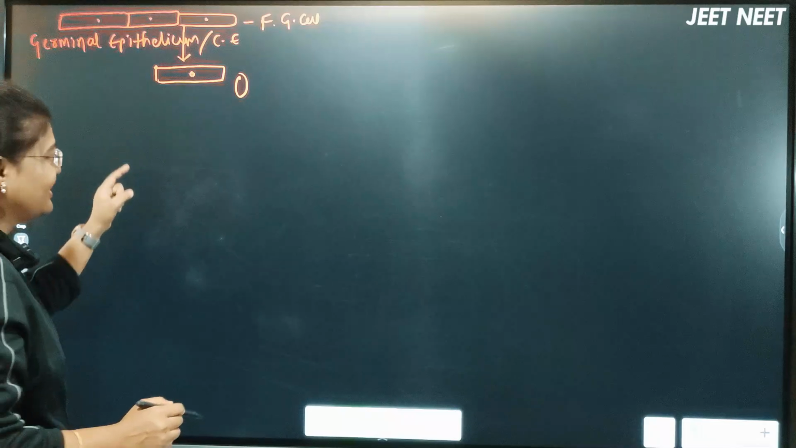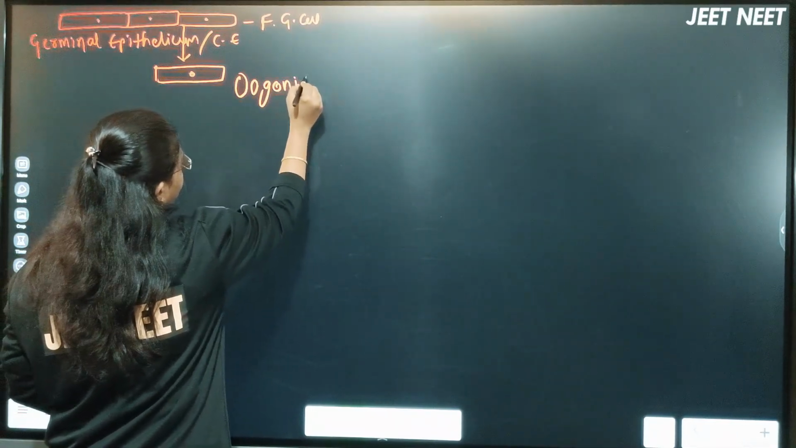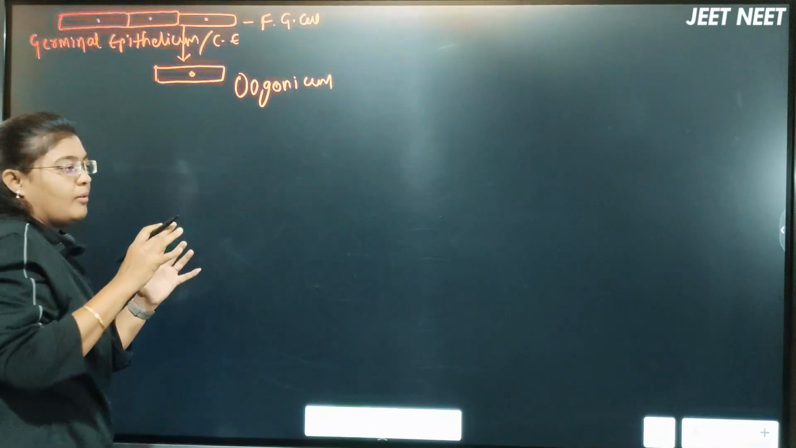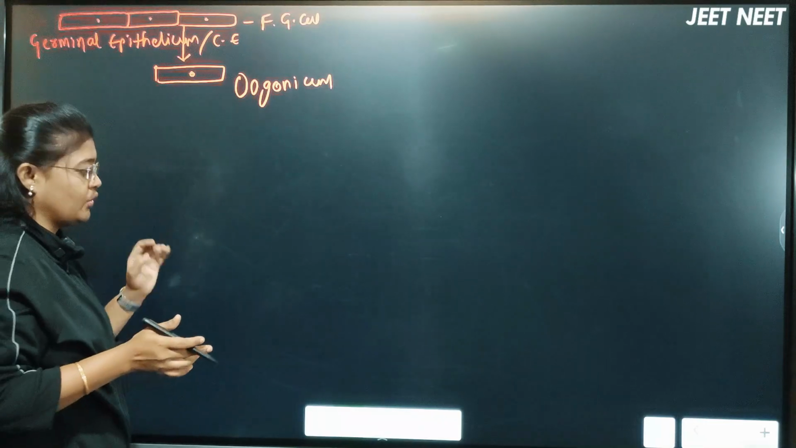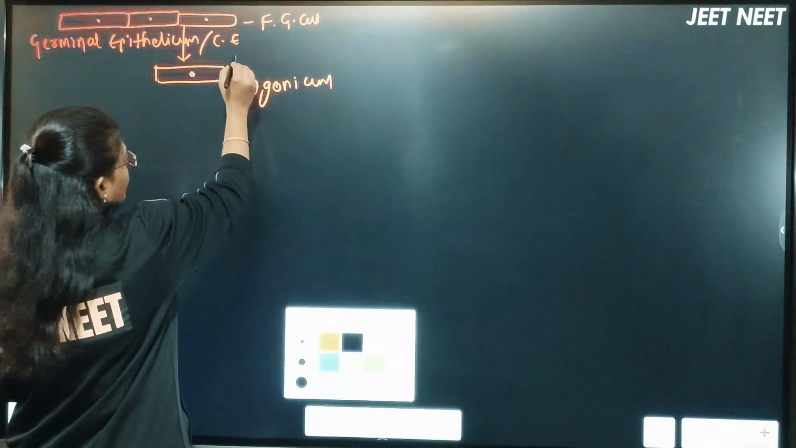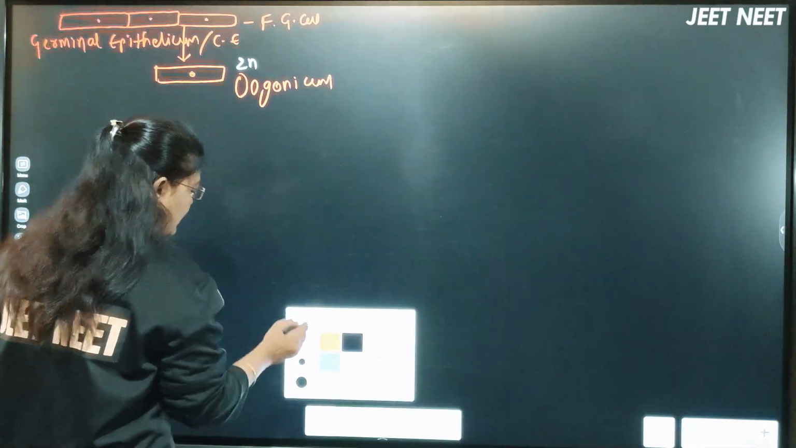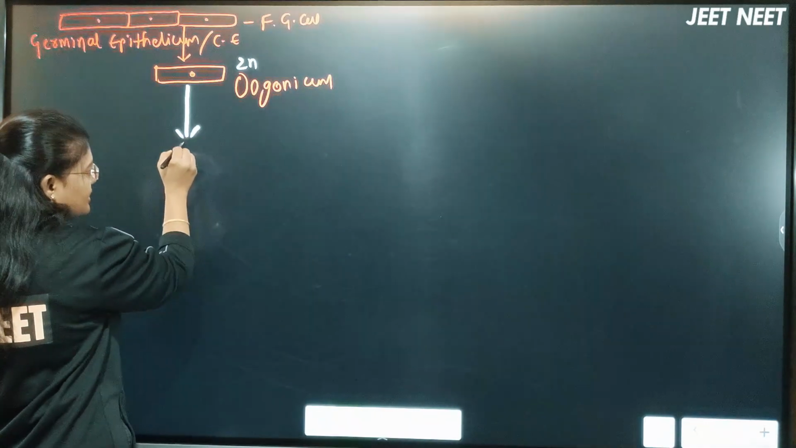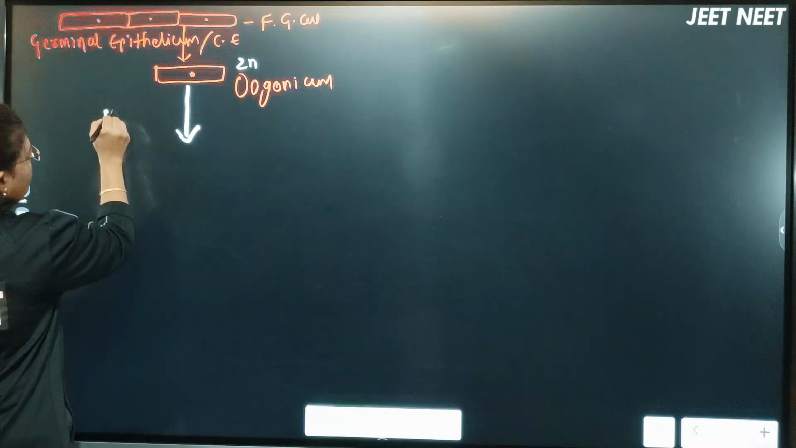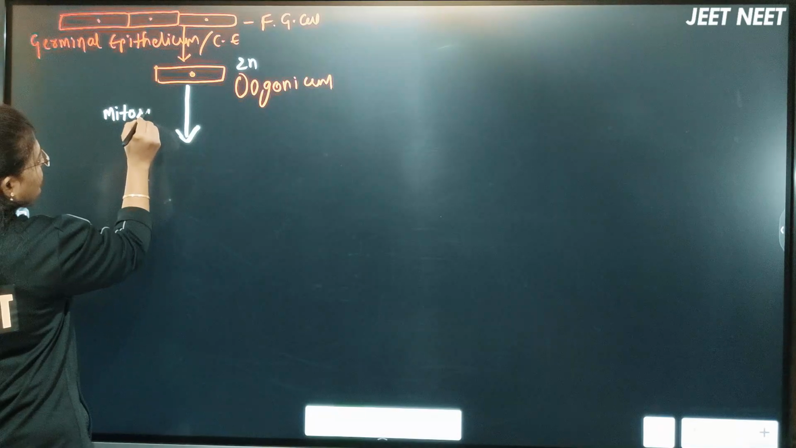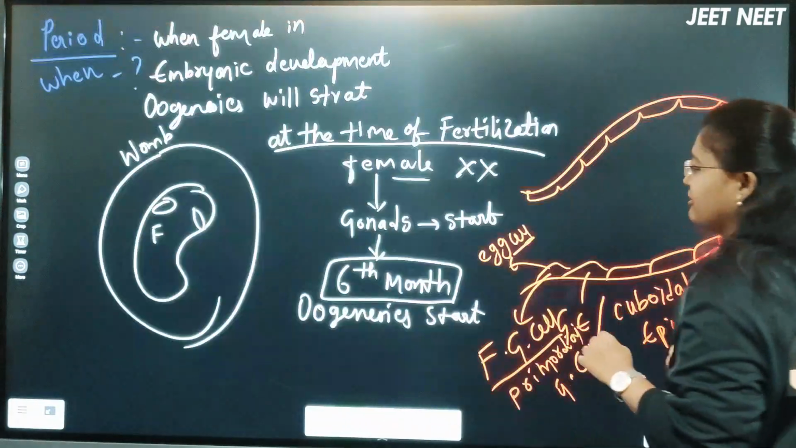The single cell we are taking here, we will call it an oogonium, right? The plural we say oogonia. This oogonium is in which condition? 2n condition is present. Now this oogonium is undergoing division, right? Which division is it going to undergo? That is mitosis. Before that, let me tell you, oogenesis will happen in how many phases?